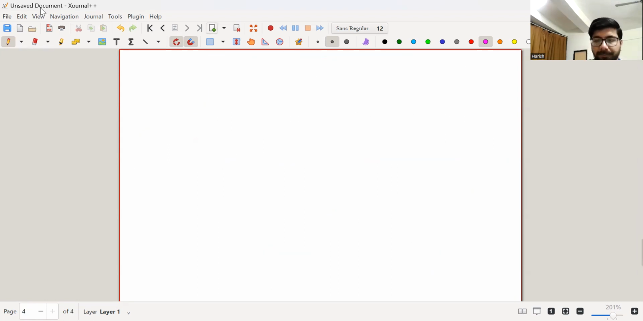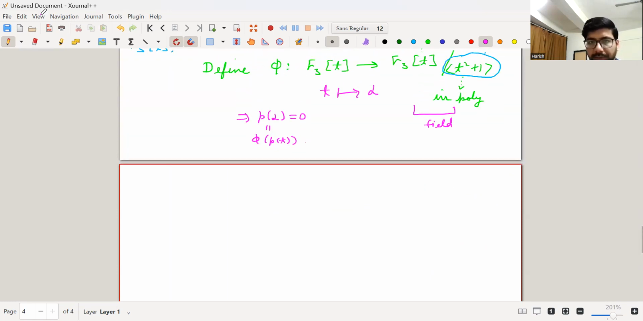So P of alpha equal to 0 means that alpha square plus 1 is 0, inside this field F3[t] modulo t square plus 1. So we have adjoined the root alpha to F3, and we have got this field F3[t] modulo t square plus 1. So this field contains the root alpha, an element of the field such that alpha square equals -1. So that's how the idea of iota comes into the picture.